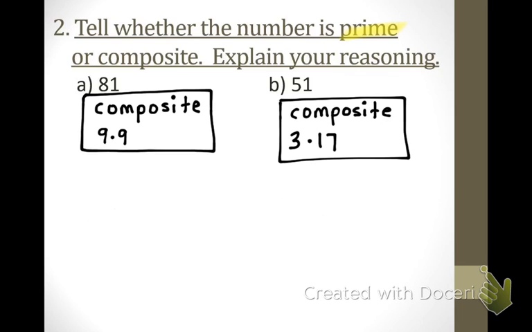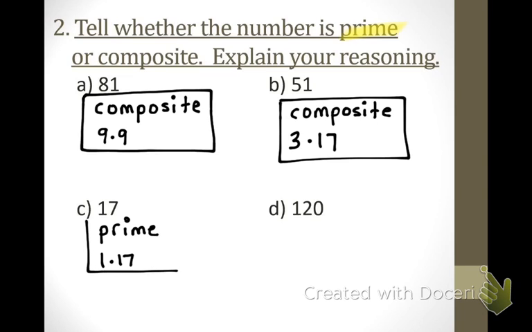All right, go ahead and skip a line, and I want you to write down problem C and problem D. I want you to do these two on your own. Problem C, 17. What do you think, prime or composite? Prime. Explain your reasoning. 1 times 17. This means there is nothing else that you could possibly have multiplied together and evenly gotten the number 17. That means it's a prime number.